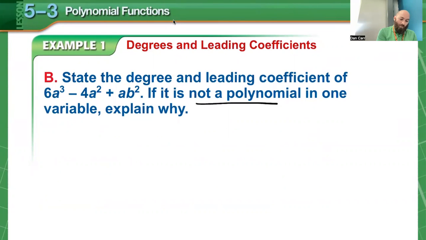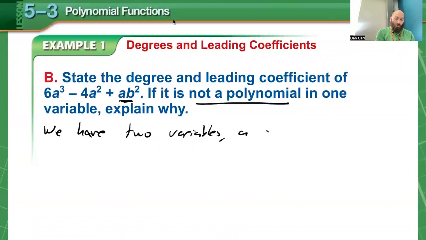It is not a polynomial in one variable, but it's still a polynomial. The reason why is because we have two variables here. We got a and b. So my explanation is we have two variables, a and b, in this polynomial. We can still find the degree though.